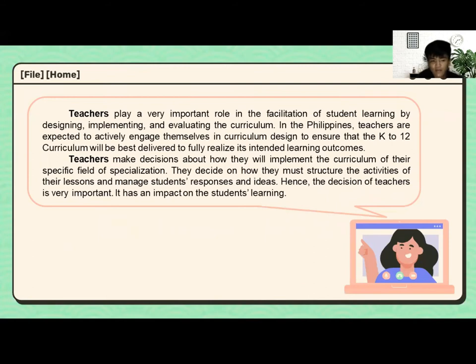Note that teachers play a very important role in the facilitation of student learning by designing, implementing, and evaluating the curriculum. In the Philippines, teachers are expected to actively engage themselves in curriculum design to ensure that the K-12 curriculum will be best delivered to fully realize its intended learning outcomes. So teachers make decisions about how they will implement the curriculum of their specific field of specialization. They decide on how to structure the activities of their lessons and manage students' responses and ideas. Hence, the decision of the teachers is very important. It has an impact on the students' learning indeed. Thank you so much.